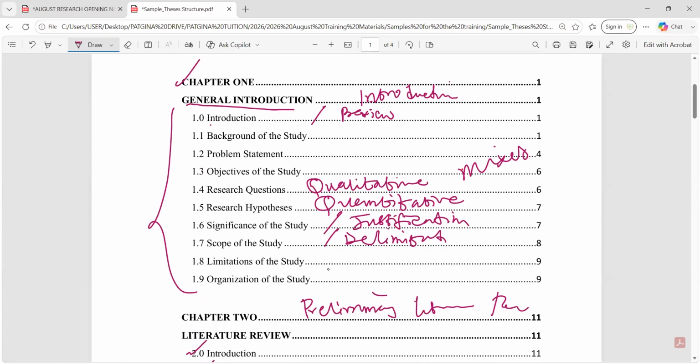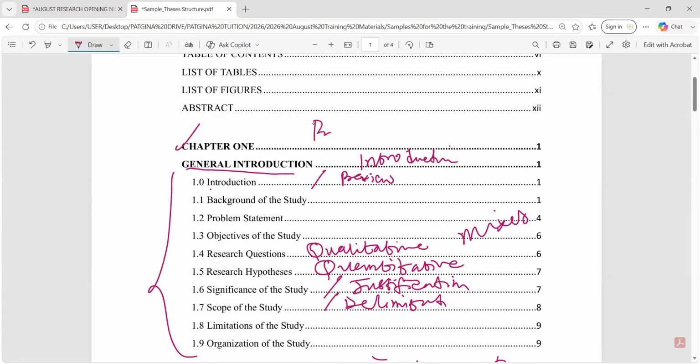Number 2, when we are writing the research proposal, we use future tense. Example is will. You say the study will. So when you are writing objective, you say the study will. But when you turn it into thesis, you remove the will and you say the study investigates. But if it is proposal, you say the study will investigate. Take note of the difference.